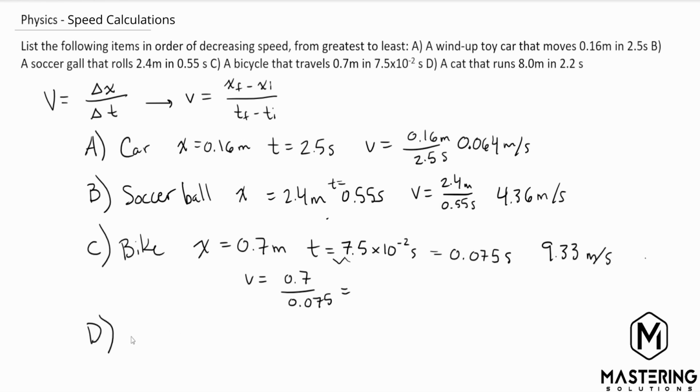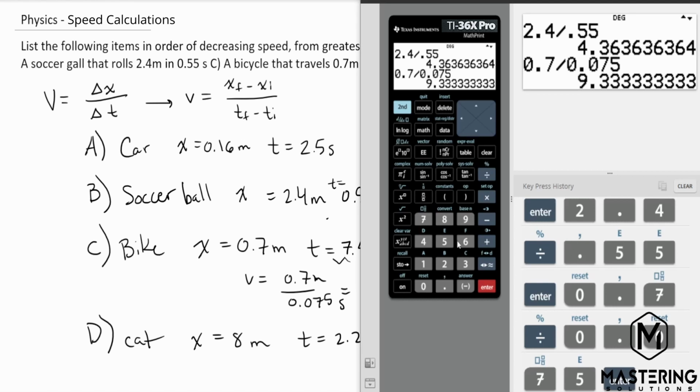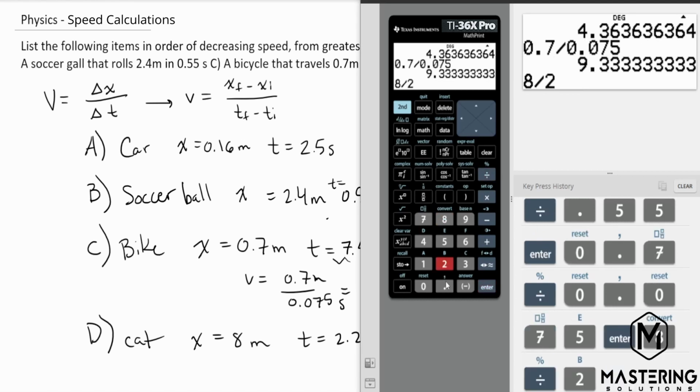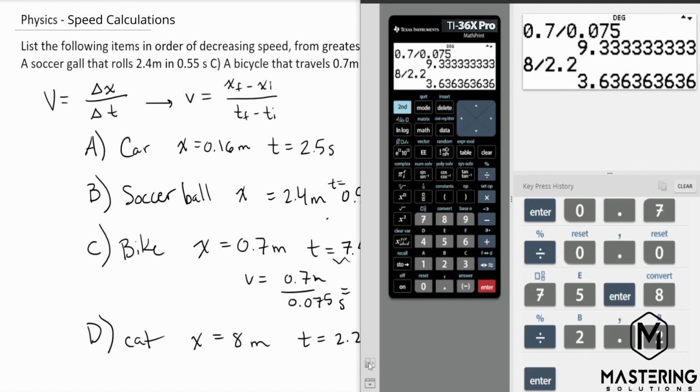And lastly, of course, we have the cat. And the cat moves 8 meters, and the time is 2.2 seconds. So 8 meters over 2.2 seconds. 8 divided by 2.2 is equal to 3.63 meters per second.